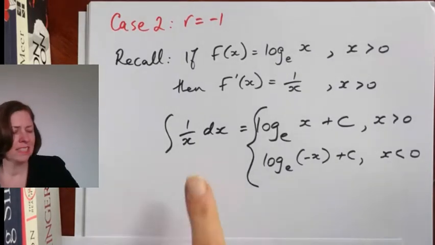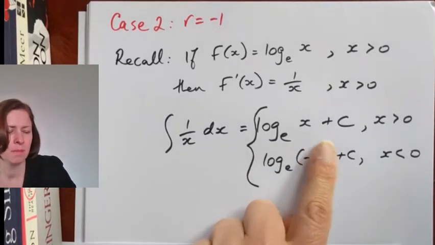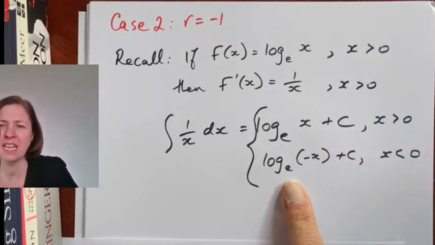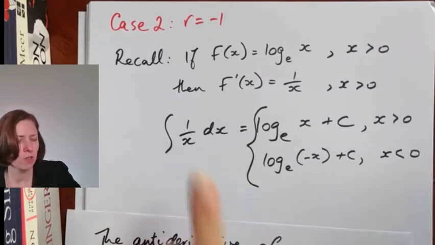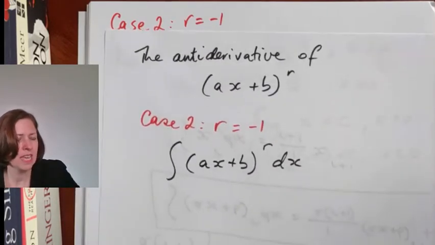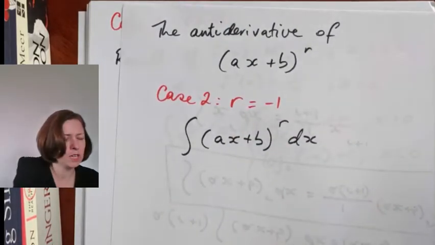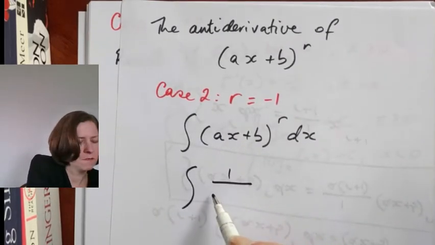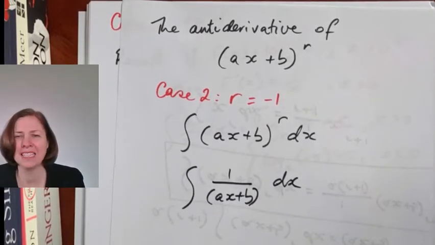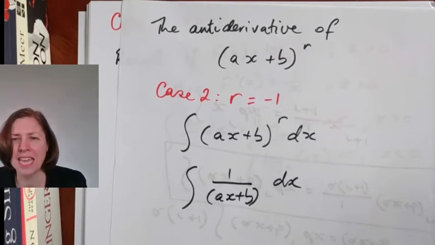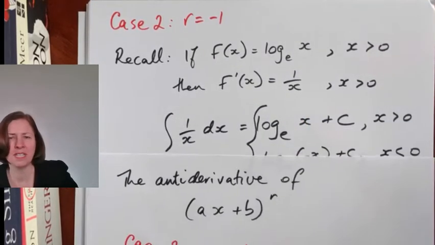So what I've found is that the antiderivative of 1 on x is actually a piecewise function, and it's going to equal log base e of x plus c when x is positive, and log base e of -x plus c when x is negative. But of course, we didn't start out looking for the antiderivative of 1 on x. What we're looking for is the antiderivative of this function, but when r equals -1. So in other words, what we're really looking for is the antiderivative of ax plus b, dx. So when ax plus b is to the power of -1, we end up with 1 over ax plus b. So this is x to the power of -1. What we're looking for is this new function. So let's do that now.